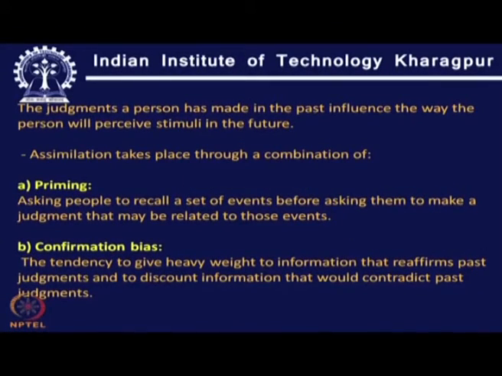Assimilation effect is when judgments a person has made in the past influence the way the person will perceive stimuli in the future, and it takes place as a combination of priming and asking people to recall a set of events before asking them to make a judgment related to those events, like please try to remember certain facts and then say how you liked or disliked that situation.